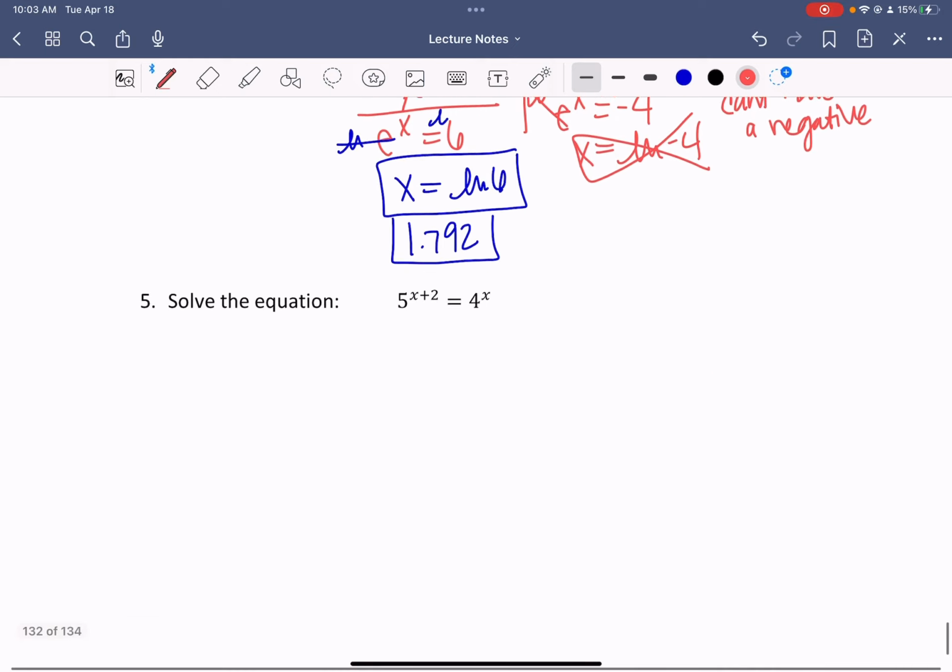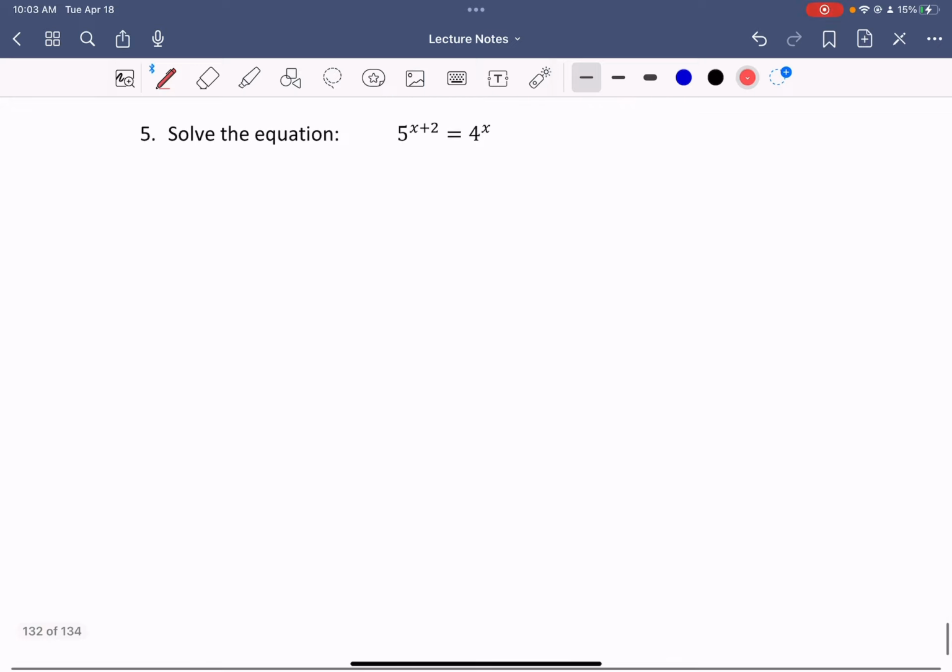Last example, let's see what we can do with this, and then you'll want to go and try those homework problems and reach out if you need some help. Now this one is a little bit more time consuming, but I wanted to show you how this is going to work out. So earlier we looked at something called the one-to-one property, and we said if we can get those bases to be the same, then we can just make the exponents equal. But there is no way I'm going to turn 5 into a 4. 5 is prime, 4 is even. I am not going to get these to be similar bases and use that one-to-one property.